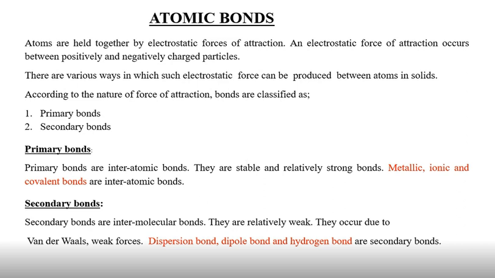Right? They are forming in between atoms. That is the primary bonds, and secondary bonds are intermolecular bonds. So primary are interatomic and secondary are intermolecular. Right? So we'll discuss this one. They are relatively weak. They occur due to van der Waals weak forces, dispersion bond, the dipole, hydrogen bond. These are called secondary bonds.